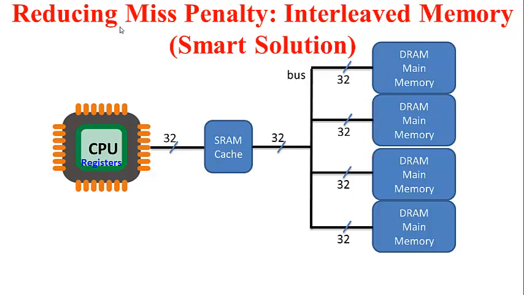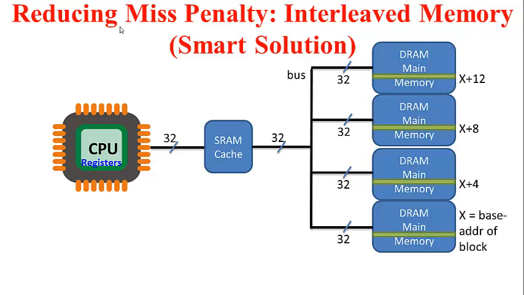And here is the key idea, the smart idea. We are going to interleave the blocks across these 4 different main memory units. What does this mean? We have a 4-word block. We are going to arrange such that the first word of that block is in the first DRAM unit, the second word is in the second unit, the third in the third unit, and the fourth in the fourth unit respectively. So it is not that a single cache block is resident in a single unit of main memory. It is actually interleaved in this fashion.